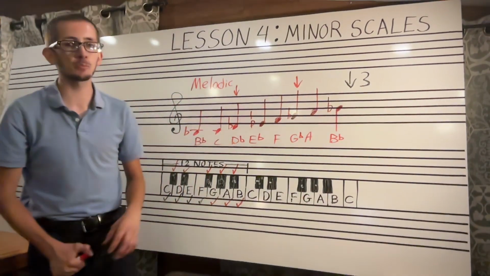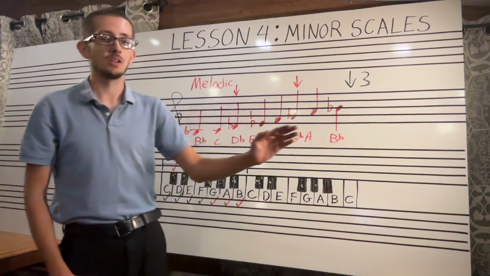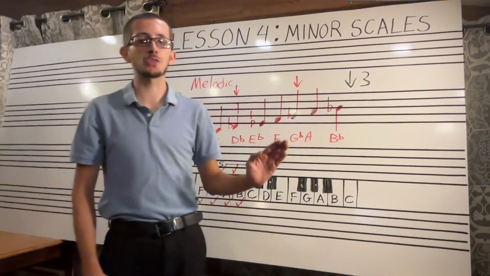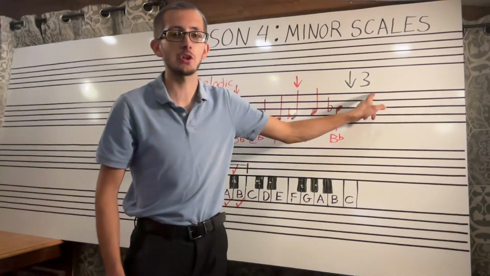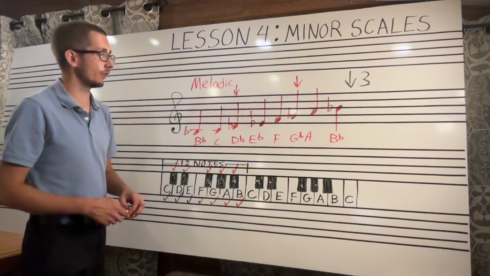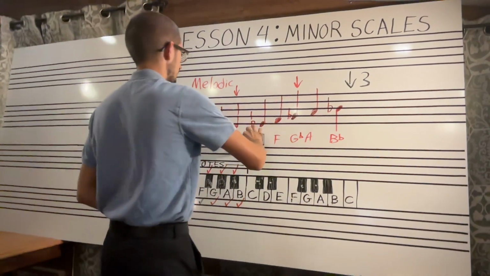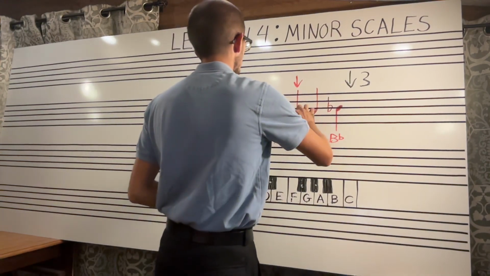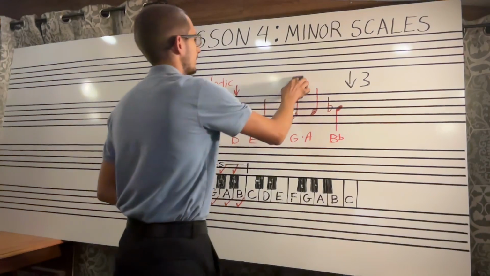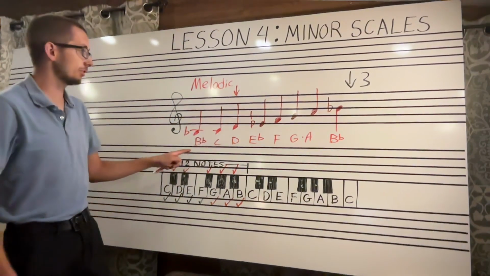So for natural minor, we lowered the 3rd, 6th, and 7th notes of a major scale. For harmonic minor, we lowered the 3rd and the 6th. Now for melodic minor, we'll lower just the 3rd note of a major scale. So let's go back to our major scale again. B flat, C, D, E flat, F, G, A, B flat. That's the notes of our B flat major scale.